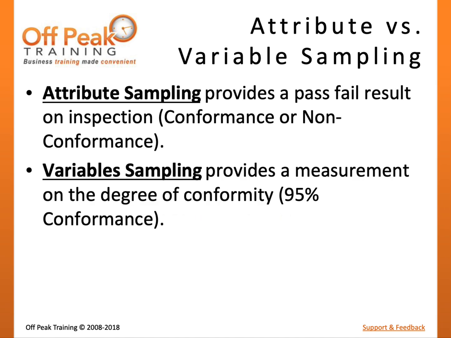Another set of terms to compare is attribute sampling and variables sampling. These terms can be used to describe how results will be measured. In attribute sampling, results will be measured on a pass-fail basis. Either the deliverable conforms or it does not. In variables sampling, results can be measured on a continuous basis. For example, server availability may be measured at 95%. It is useful to consider how stakeholders will be measuring deliverables when managing quality in projects.